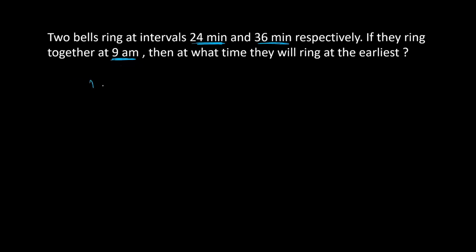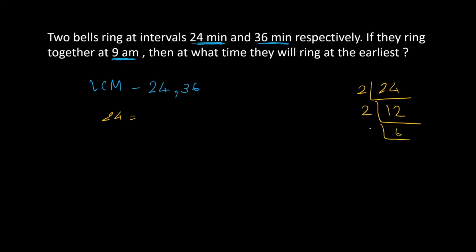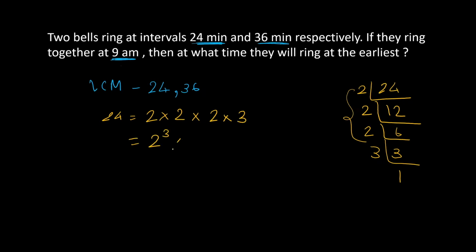Now the LCM of 24 and 36. Let's do it by the prime factor method. Let us write down how 24 can be written in its prime factors. 2 goes 12 times in 24, 2 goes 6 times in 12, 2 goes 3 times in 6, and 3 goes 1 time in 3. So this will be written as 2 times 2 times 2 times 3, which is 2 to the power 3 times 3.